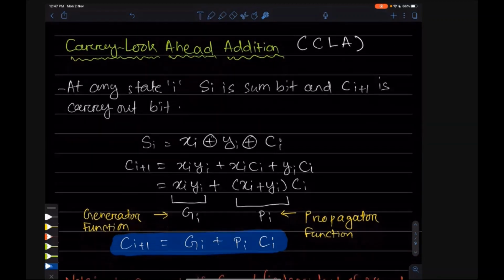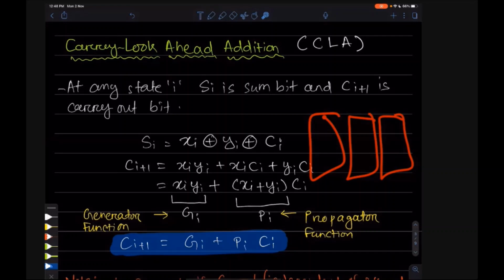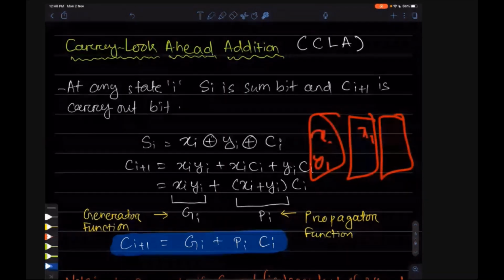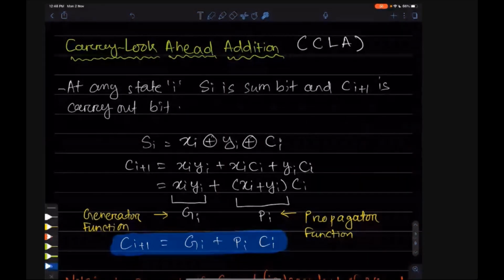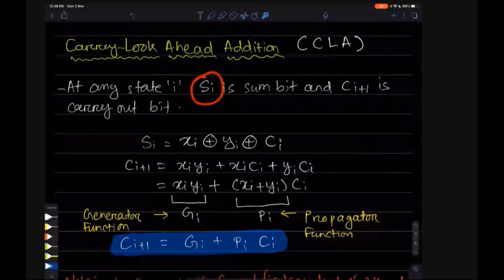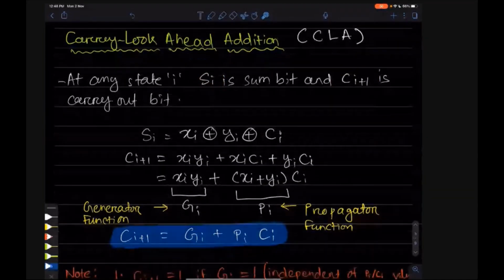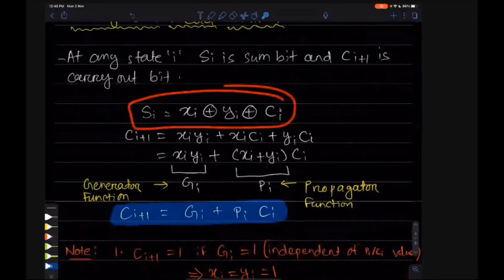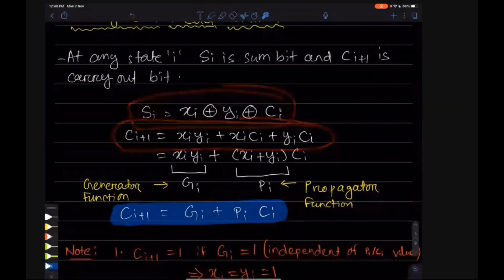So let's take any stage i, any addition step i. There are lots of additions, lots of bits xi, yi, x1, y1. Lots of things are there. Let's take any one stage i. si is the sum bit and ci plus 1 is the carry out bit. So in any stage we will get a sum si and a carry out ci plus 1, and these are the equations for carry and sum we know already.